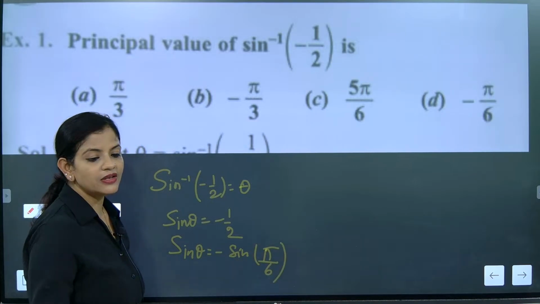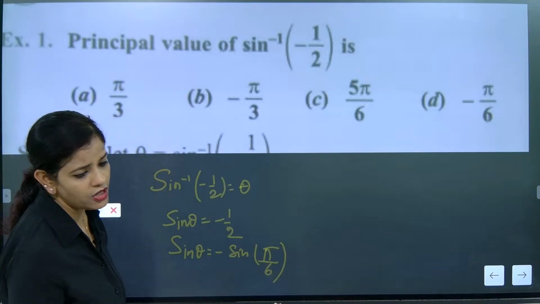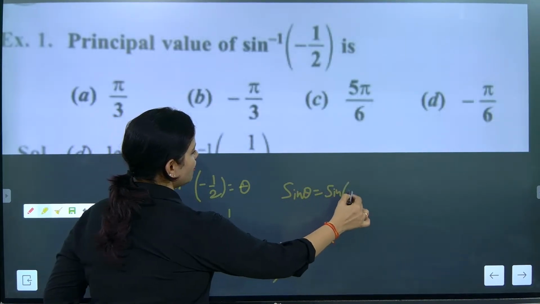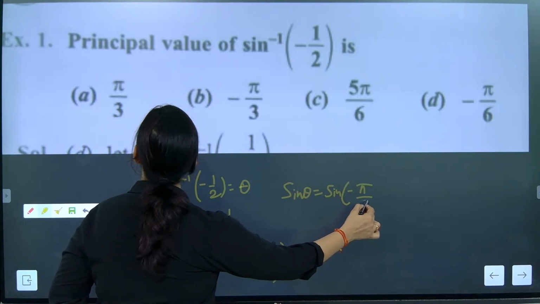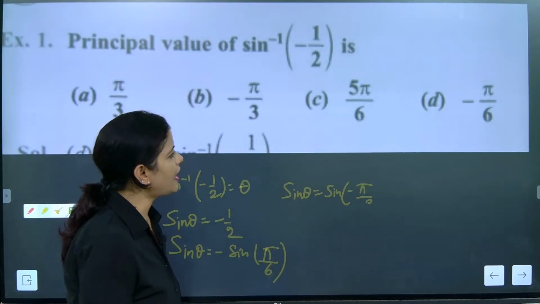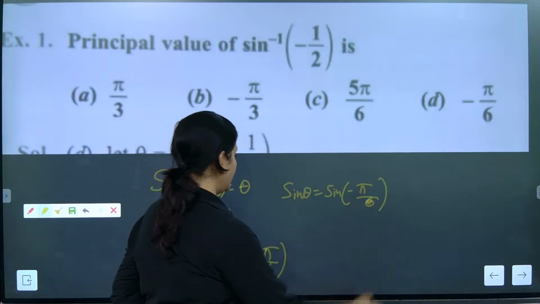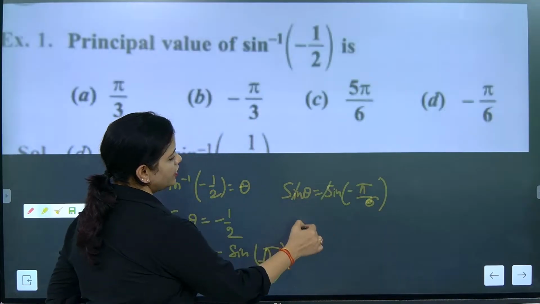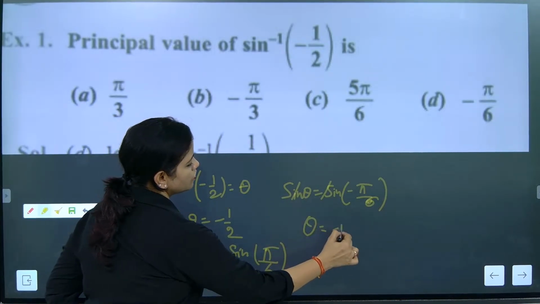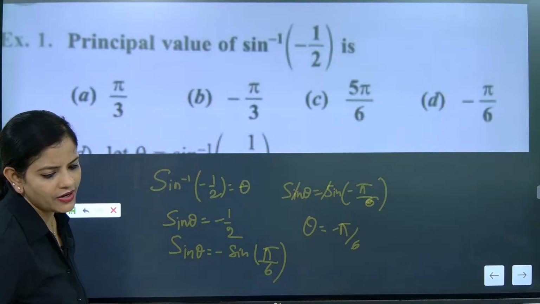Sine of minus theta is minus sine theta. We need not do anything. First and second quadrant are the ruling quadrants for sine theta. Directly we can write the answer. Sine theta equal to sine of minus pi by 6. Pi by 6 or pi by 3? Pi by 6, 30 degree. So pi by 6 will be coming, with the minus. So theta equal to minus pi by 6. I hope you might have understood this one.